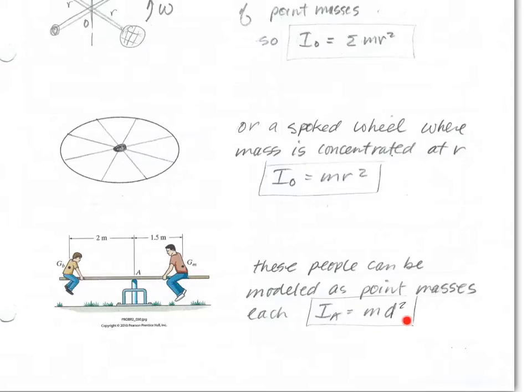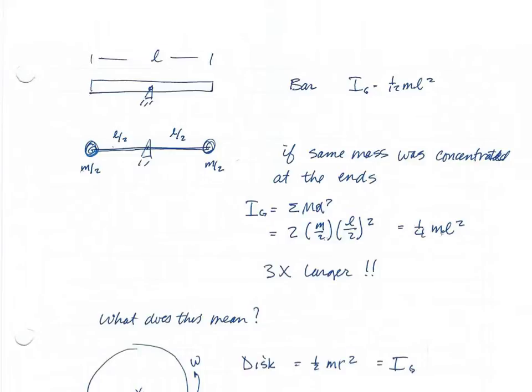So I about A is equal to md squared, and you could have a sum of those. All right, let's look at this bar. A bar has its mass evenly distributed, and we know that the mass moment of inertia is 1/12 ml squared. What if that same mass was concentrated at the ends? In other words, we put all of the mass out at L over 2 on each side. We have m over 2 and m over 2 separated by L over 2.